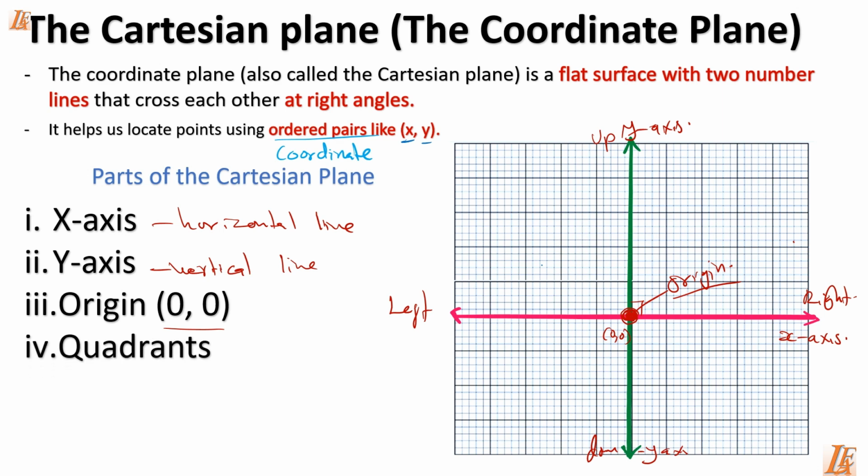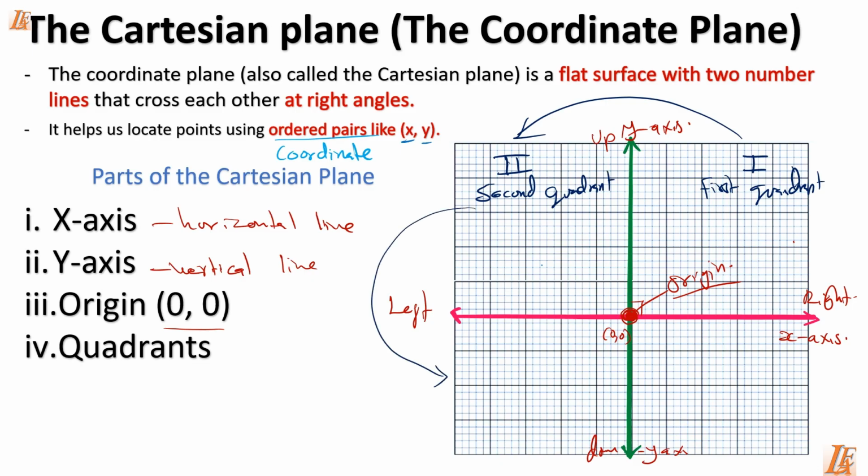And then the fourth part of a Cartesian plane is what we call the quadrants. Quadrants are 4 sections of a Cartesian plane, which are created when the x and y axes intersect. Now, these ones are numbered in Roman numerals. The first one here on the upper right, we call it the first quadrant, and we give it Roman numeral I. Then for the second one, we count in the anti-clockwise direction. We go to this one. This is the second quadrant.